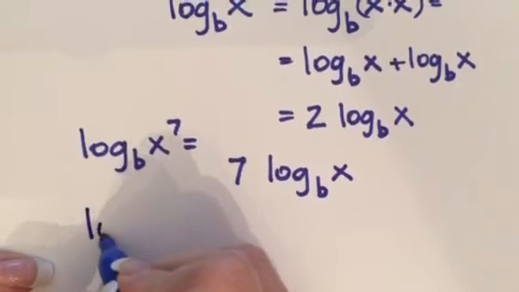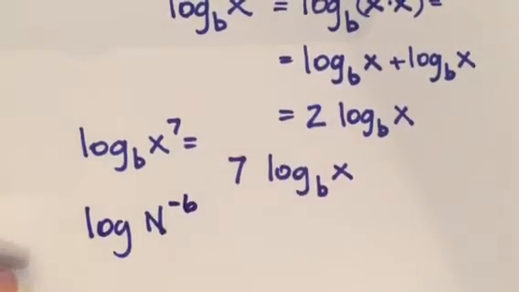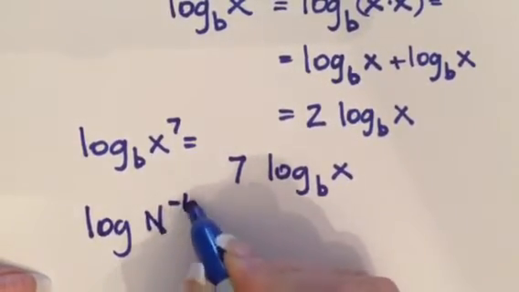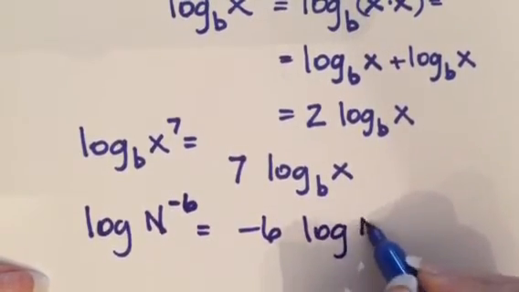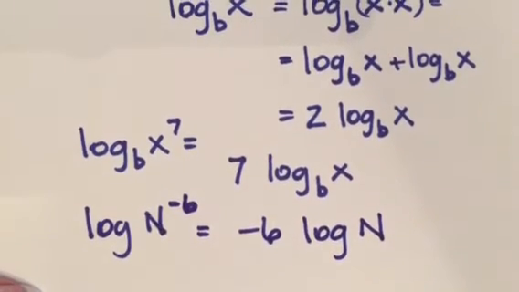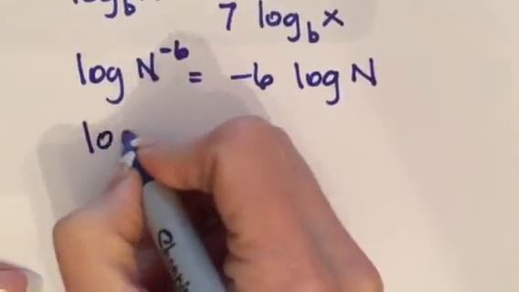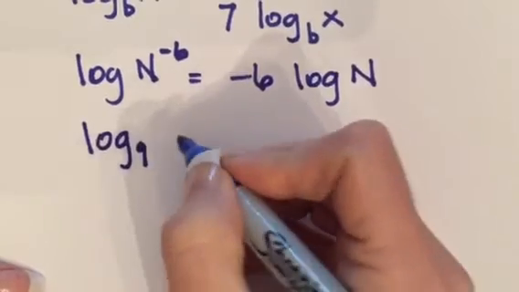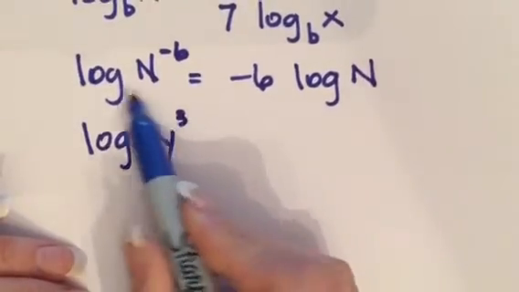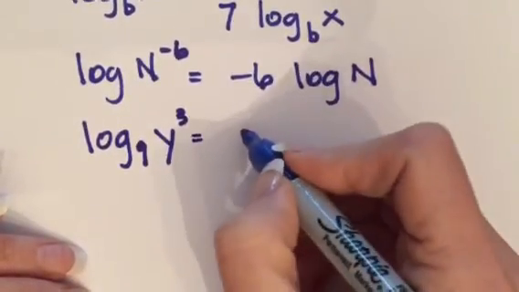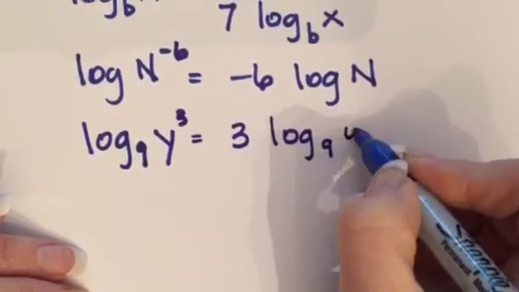So how about this one? Log of capital N to the -6th power. Well, that is equal to, pull that -6 out in front, -6 times the log of n. All right, how about this one? Shifting up a little bit so we've got more workspace. Log base 9 of y cubed. Okay, so let's go ahead and pull that 3 out in front, and we would have 3 times log base 9 of y.